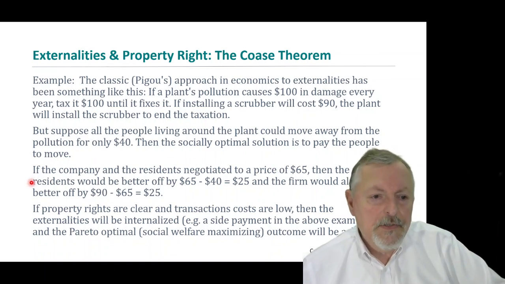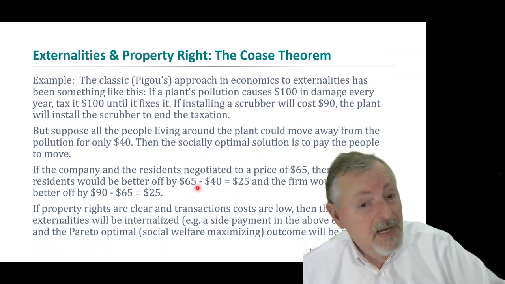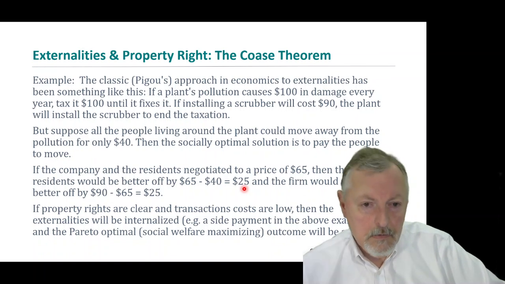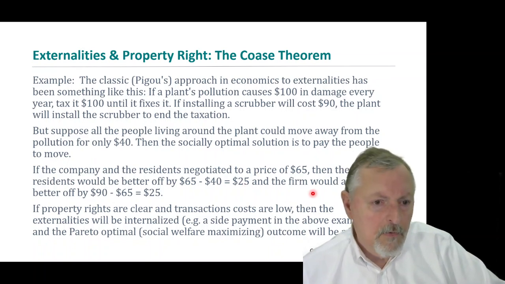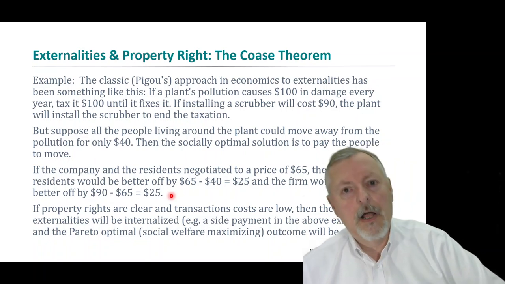Well, then the residents would be better off because it only cost them $40 to move. They got paid $65. The residents would be $25 better off than they were before. They'd take that deal. The firm would also be better off. They would spend $65 to avoid a $90 cost. They also would be better off by $25.